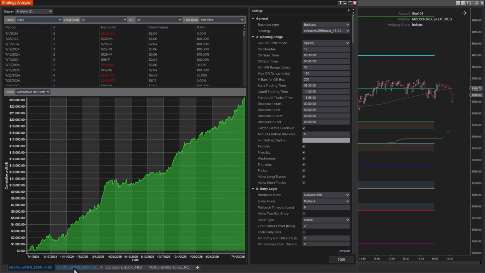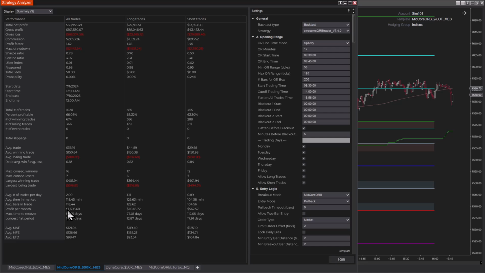The next template is for the 50K. It's also MidCore. Okay, this one has a 1,600 profit per month. And the maximum drawdown, now most 50K is 2,500 drawdown. This has 2,100. So that's, again, some leeway there.